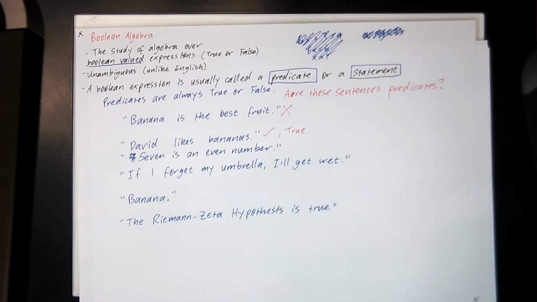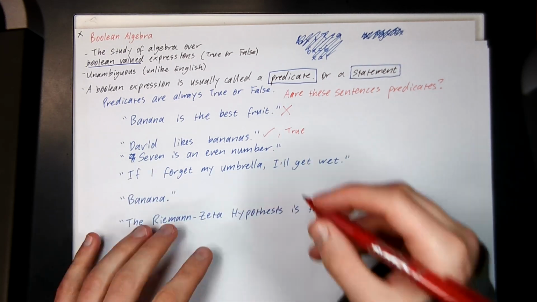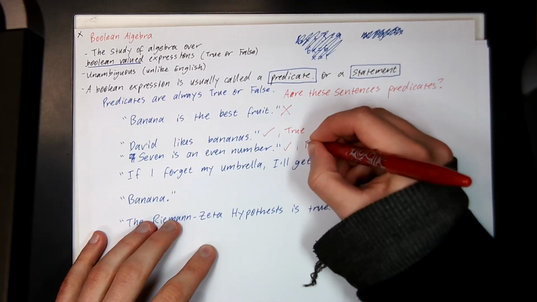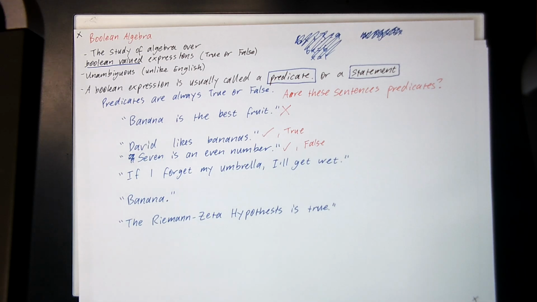Okay? 7 is an even number. I mean, that doesn't sound true, but this is still a predicate, right? This statement either evaluates to true or false. So it is a predicate, and it's a false predicate, because 7 is an odd number, right?